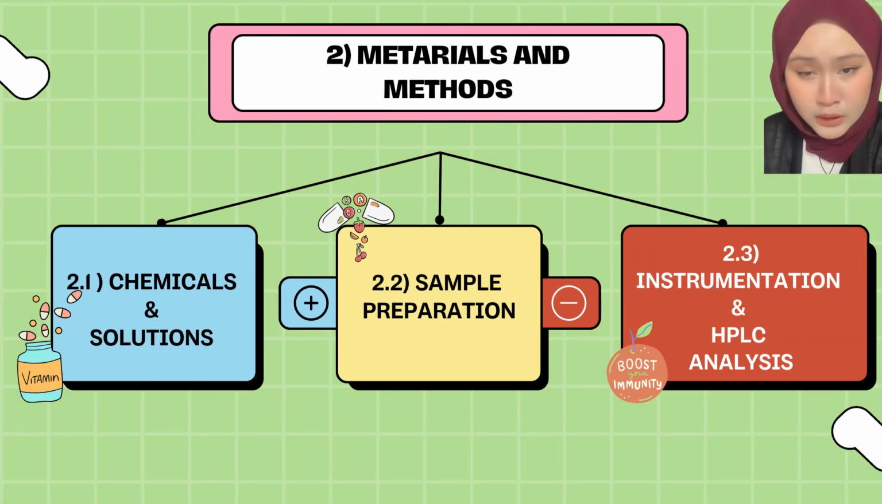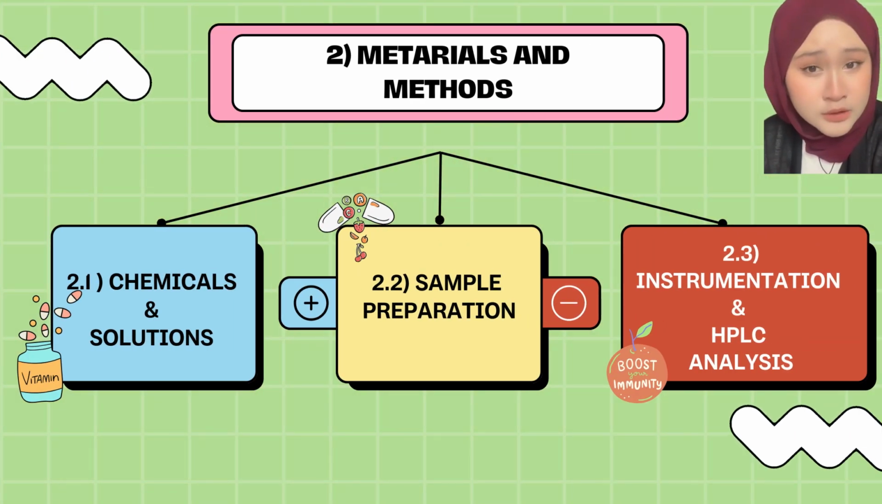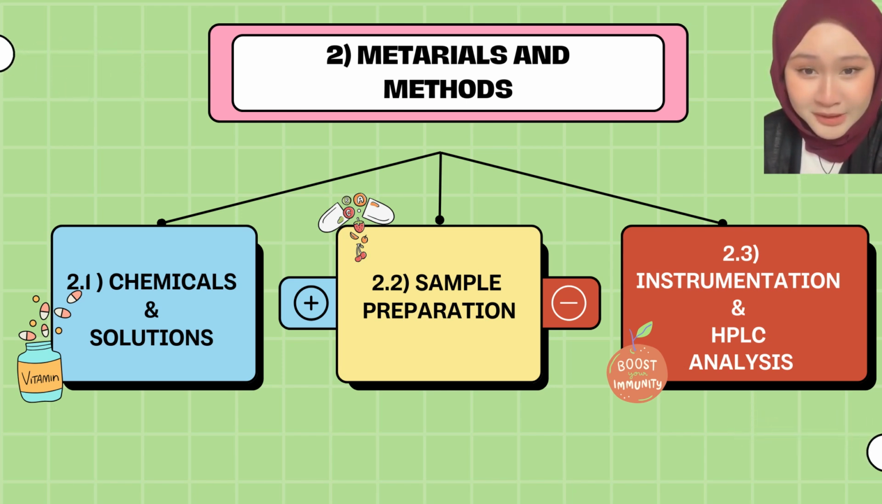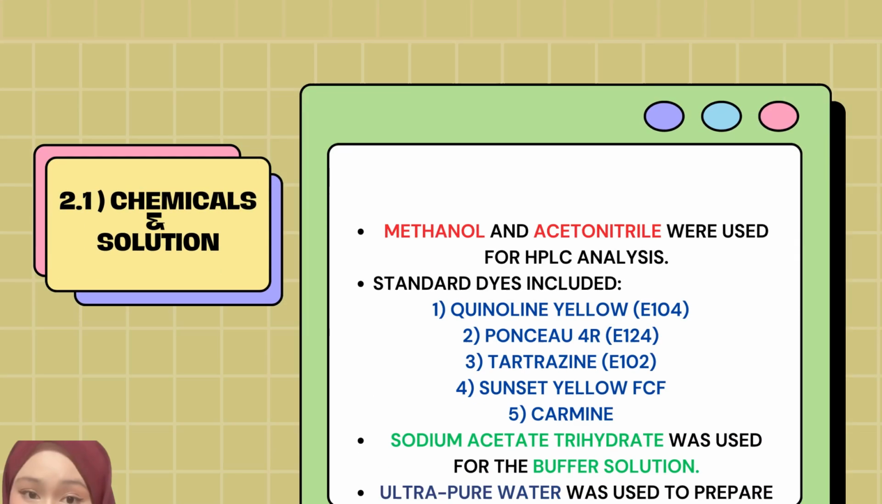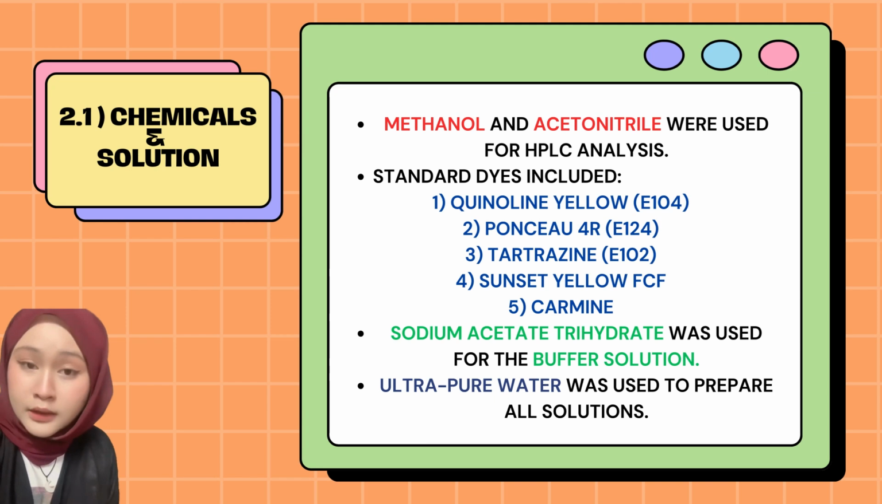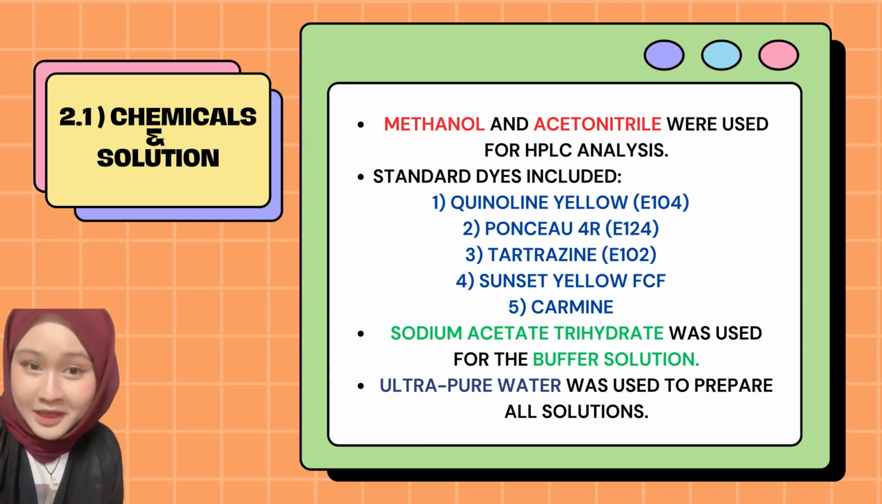Hi, I'm Iman Azhar, so I'm going to continue to the methodology part. Our method has three components: chemicals and solutions, sample preparation, and instrumentation and HPLC analysis. For chemicals and solutions, in this experiment, we use two main solvents for the analysis, methanol and acetonitrile. These are both high-grade solvents suitable for HPLC.